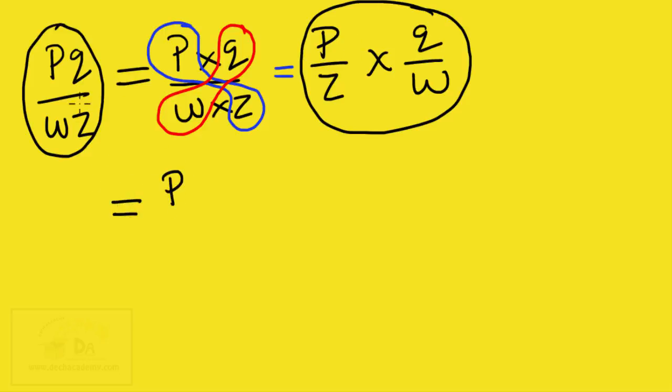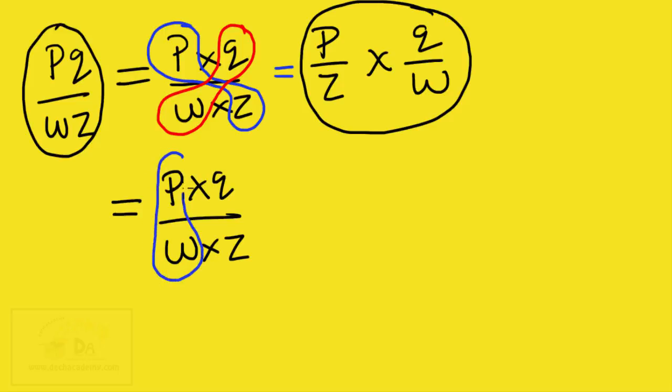I'll do another one. So pq is p times q. The denominator wz is w times z. I can form a fraction using p as a numerator term and w as a denominator term. I can form another fraction using q as a numerator term and z as a denominator term. I can simplify it to give the product of two fractions, p over w as my first fraction and q over z as my second fraction.